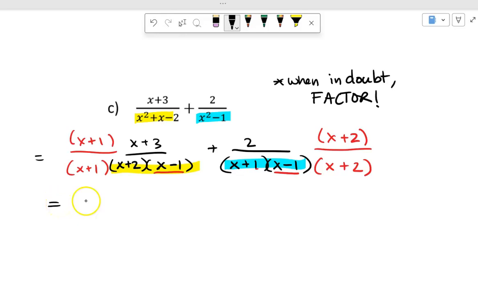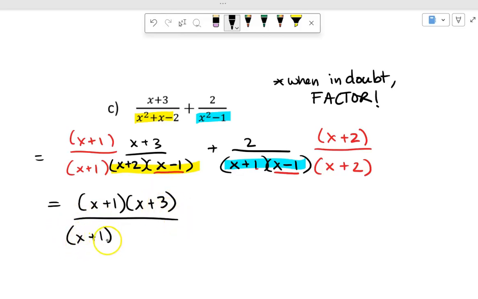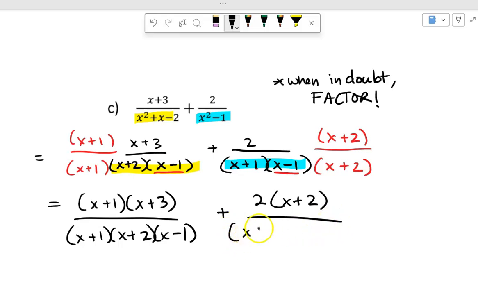I'm going to rewrite this though. Now I've got x plus 1, parentheses x plus 3, on top of my first fraction. I have my common denominator, x plus 1, x plus 2, x minus 1, on the bottom of my first fraction. In my second fraction, 2x plus 2 all over x plus 1, x minus 1, x plus 2.